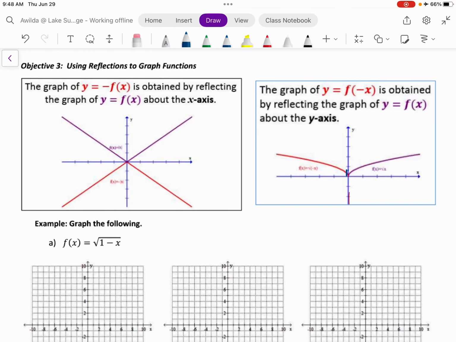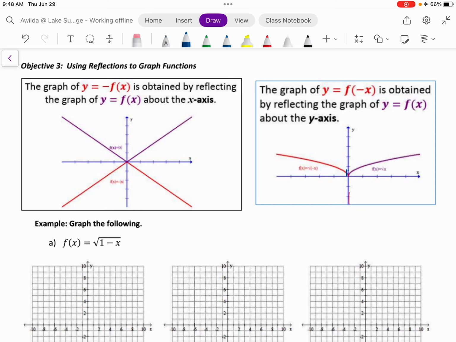In the next objective, we're going to talk about another type of function transformation called a reflection. In fact, there are two types of reflections, one across the x-axis, which we refer to as a vertical reflection, and then another across the y-axis, which we refer to as a horizontal reflection. So let's look at the vertical reflections first.